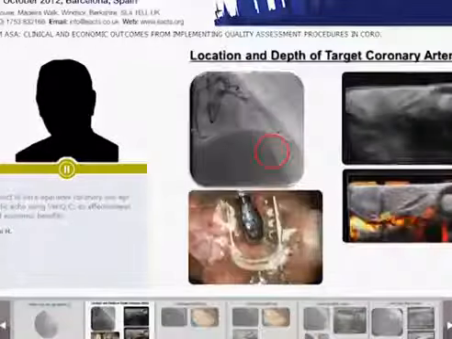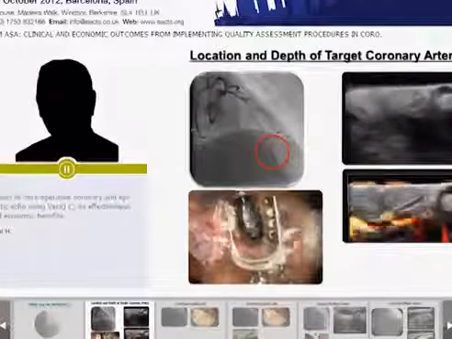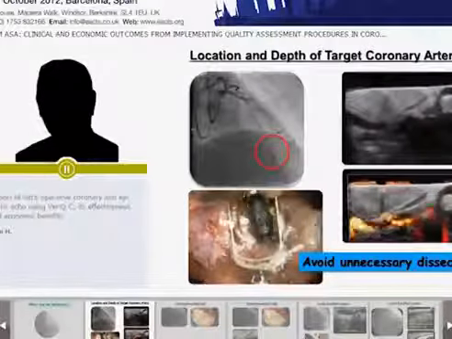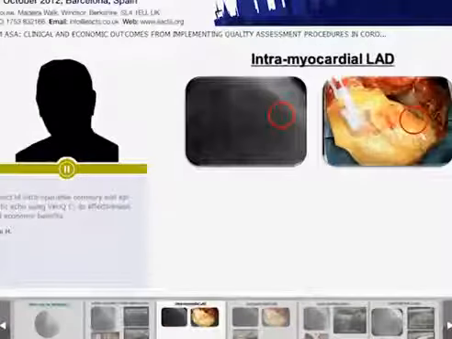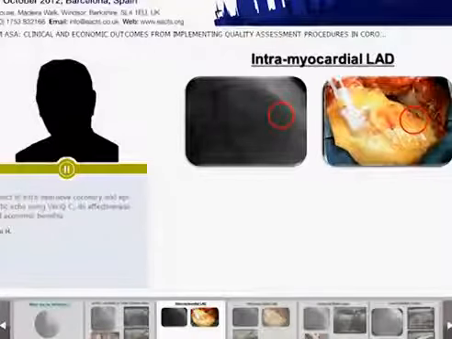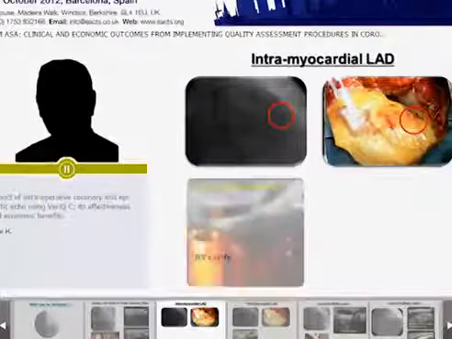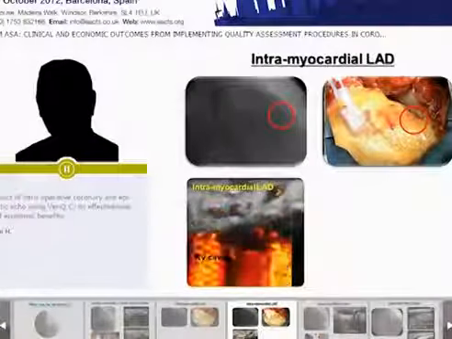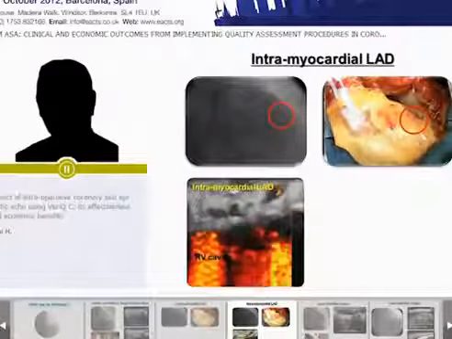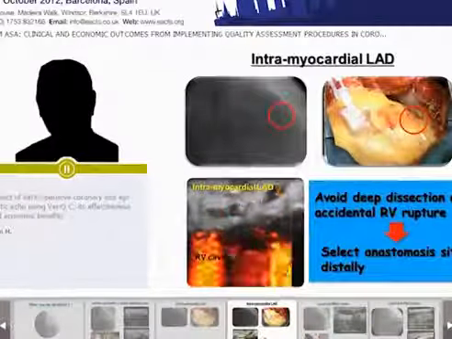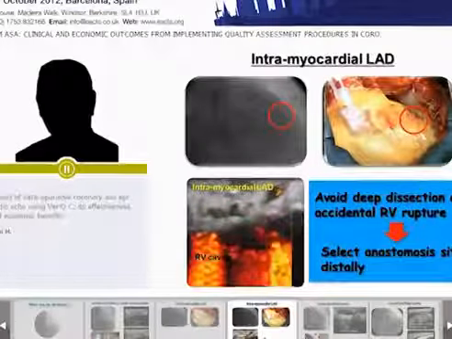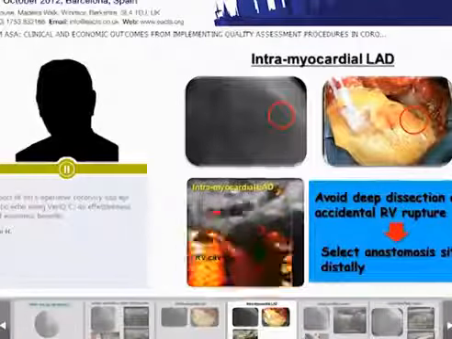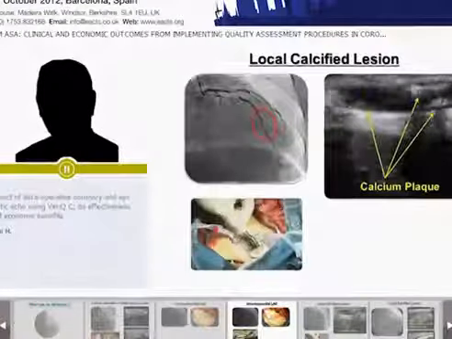So this is one case. The location and the depth of the target coronary artery are easily recognized, so I can avoid unnecessary dissection. For an intramyocardial LAD, on the coronary angiogram it looks like it's intramyocardial. It's actually an intramyocardial LAD almost near the right ventricular cavity. In this kind of case, you can avoid deep dissection and accidental right ventricular rupture. So in this case, I selected the anastomosis site distally.